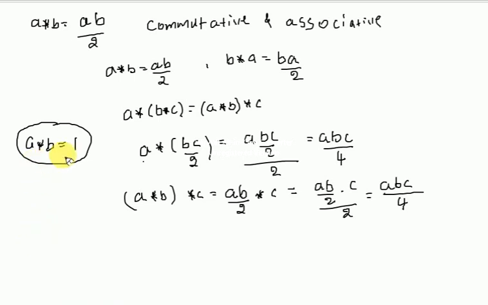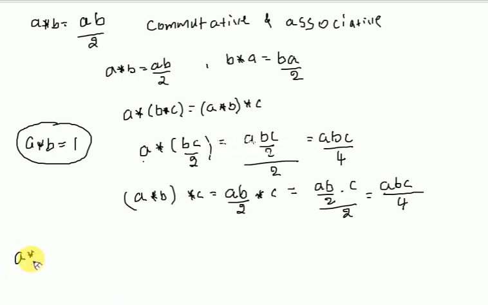Then I have mentioned one more problem, a star b is equal to 1. If a star b is equal to 1, then b star a is also equal to 1, hence it is commutative. Similarly for associative, you can prove this one as a star (b star c) is a star 1 which is equal to 1. Similarly (a star b) star c is also equal to 1.